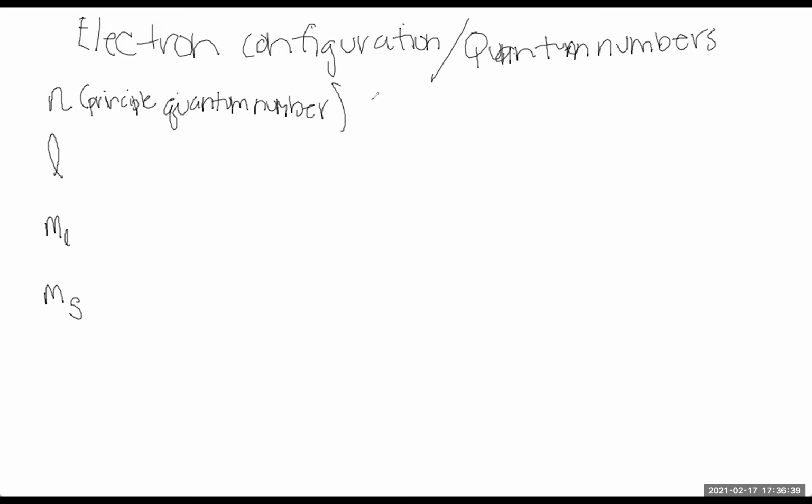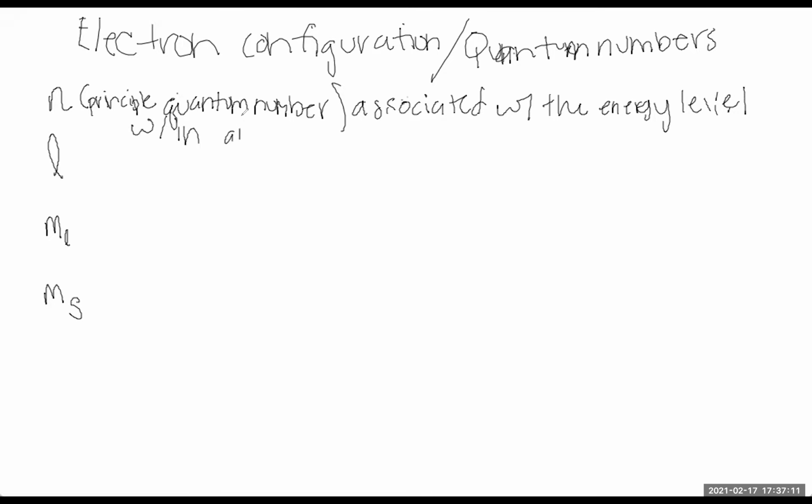And then we'll do examples after I'm done explaining this. So the N is the principal quantum number, and this is associated, and I'm so bad at spelling, you guys, associated with the energy level within that specific atom that you'll be looking at. Level within an atom.